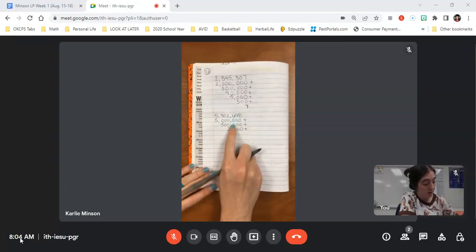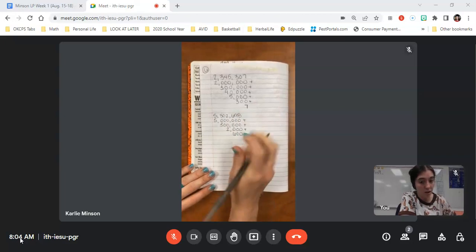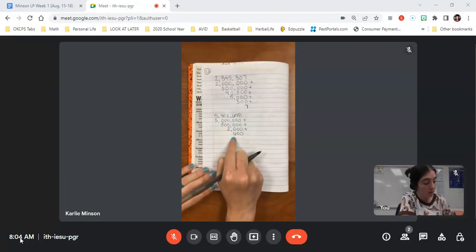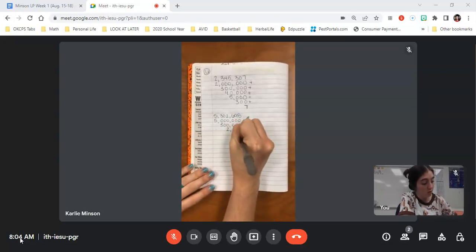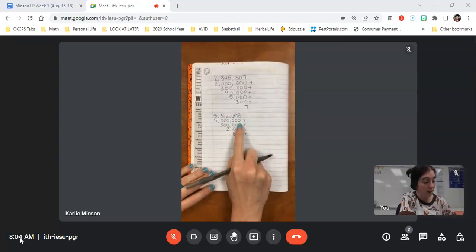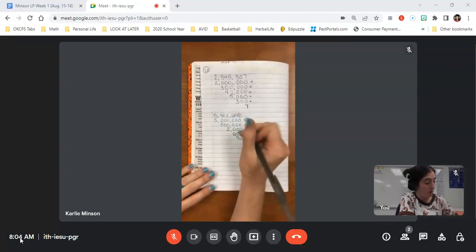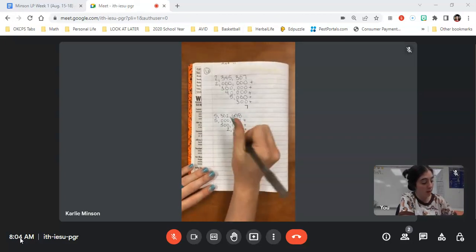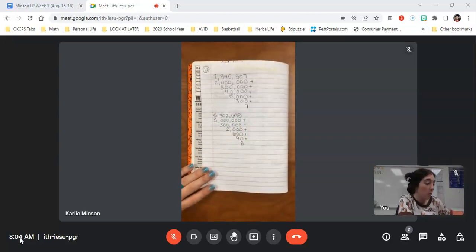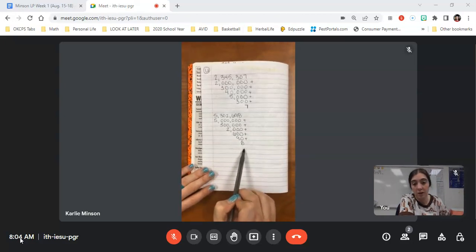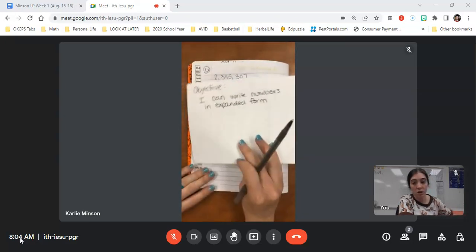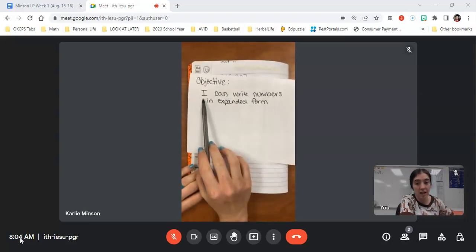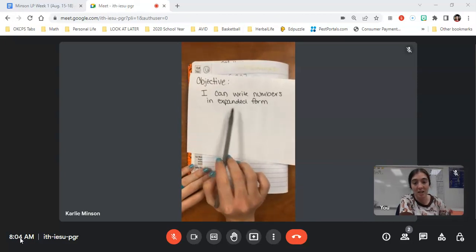Move over to my 6. It's in the hundreds, which is going to be 600. So you're pulling apart its place value. So 6 is in the hundreds, so it's equal to 600. Plus 9 is in the tens place, which is going to equal 90, because 9 tens is 90. And lastly, in our ones place is an 8. So we pulled apart each place value to give us our expanded form. So hopefully through this video you can understand the objective for today, which is I can write numbers in expanded form.